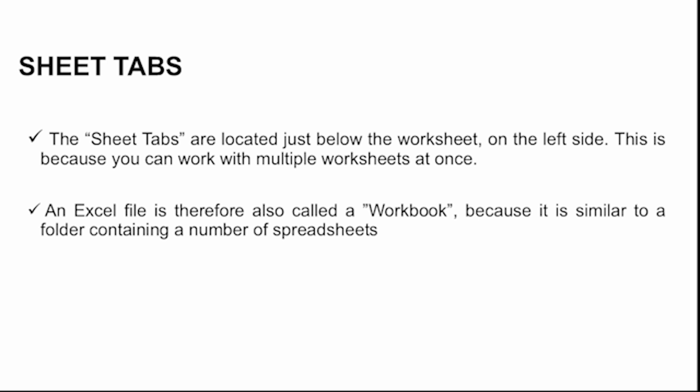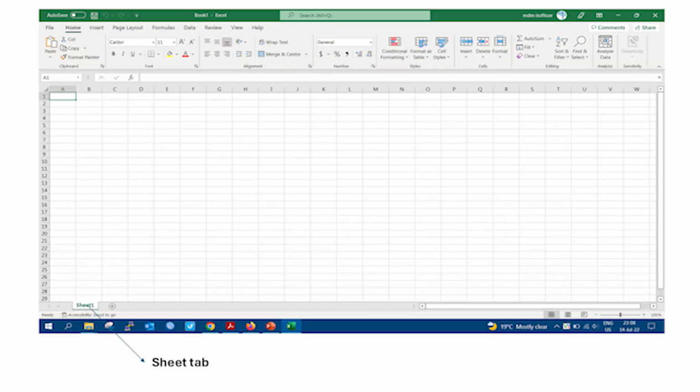Sheet tabs. The sheet tabs are located just below the worksheet, on the left side. This is because you can work with multiple worksheets at once. An Excel file is therefore also called a workbook because it is like a folder containing several spreadsheets.